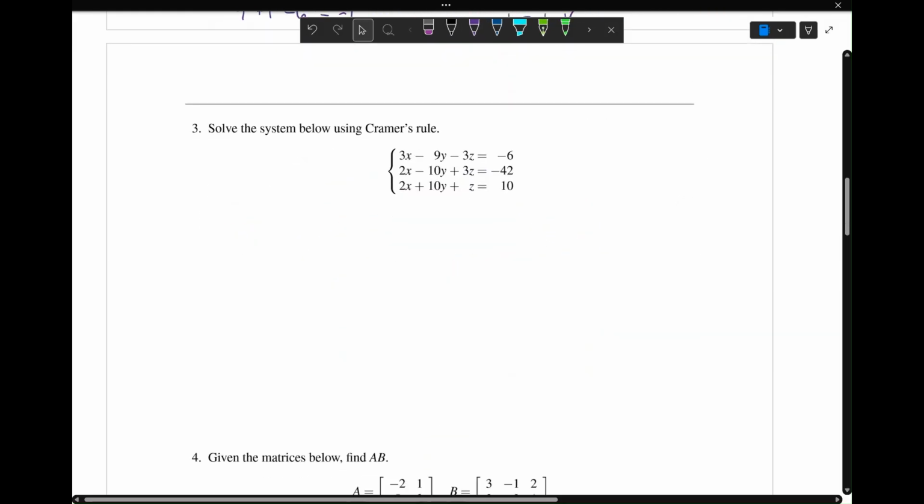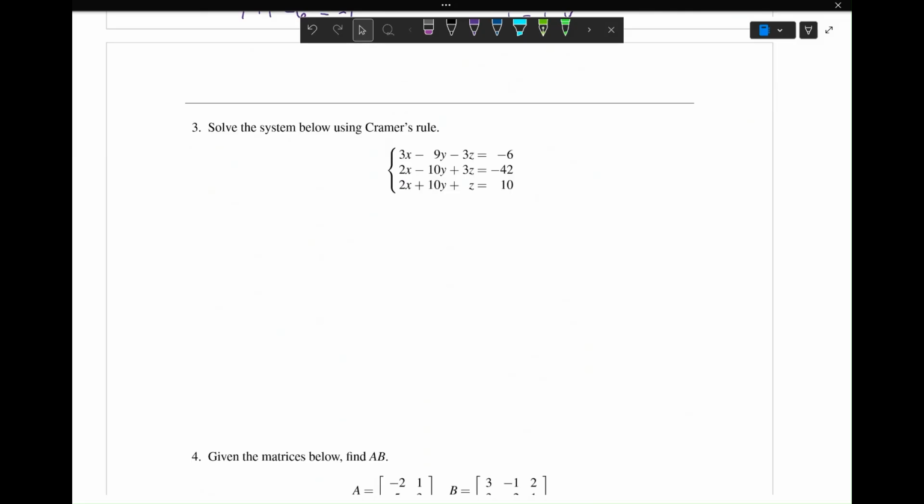Okay, let's look at another method of solving these equations. One of them is Cramer's rule. So Cramer's rule says that we can find the value of a variable by dividing two determinants. We do the determinant of something called Ax divided by the determinant of A.